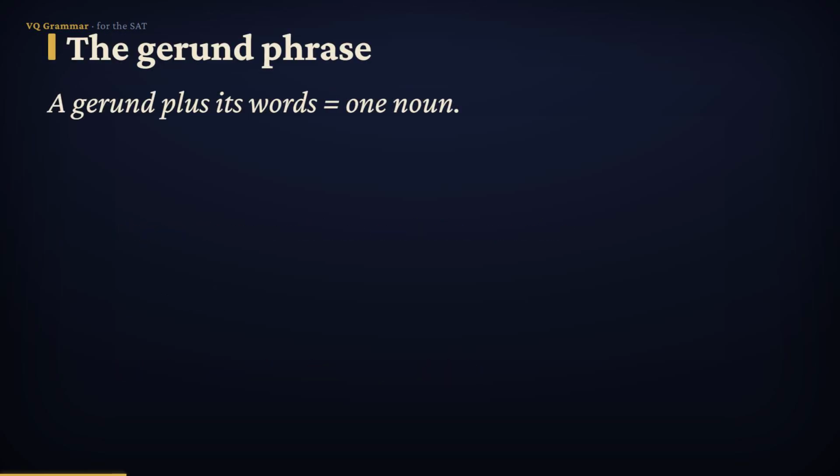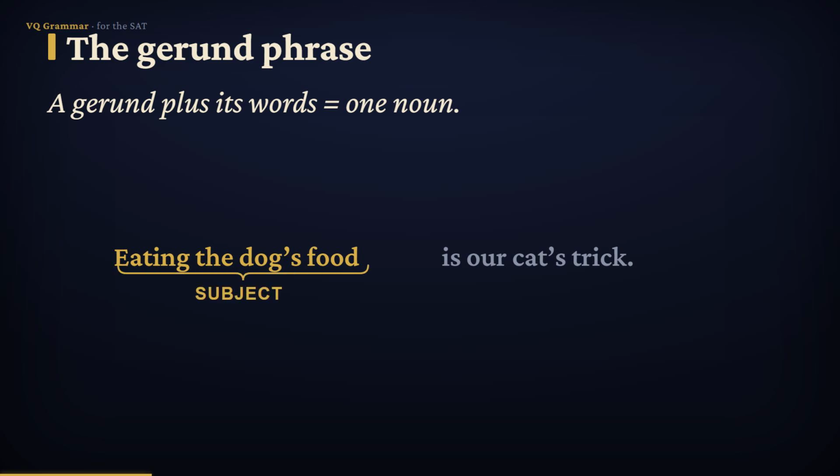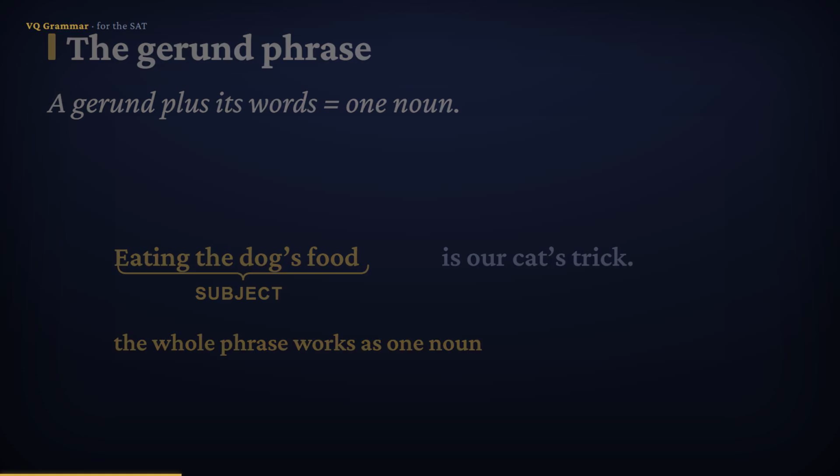A gerund often brings along other words, forming a gerund phrase, the gerund plus its modifiers and complements. "Eating the dog's food is our cat's favorite trick." The whole phrase, eating the dog's food, is a gerund phrase, and it acts as a single noun, the subject of the sentence. So a gerund phrase is just a gerund with company, but it still does one noun's job.